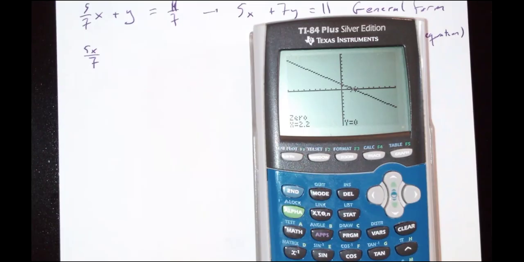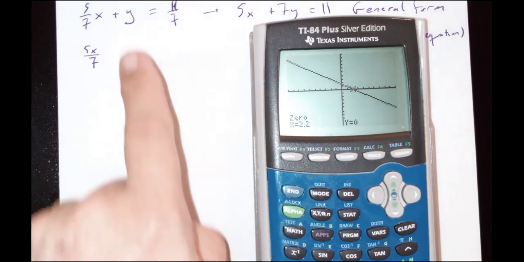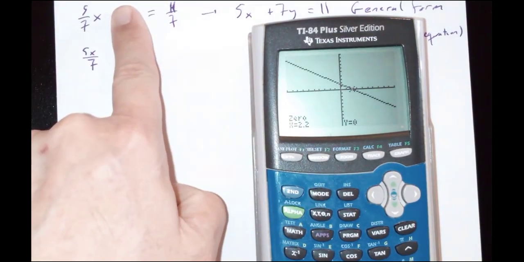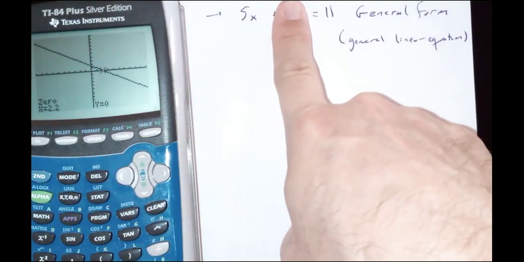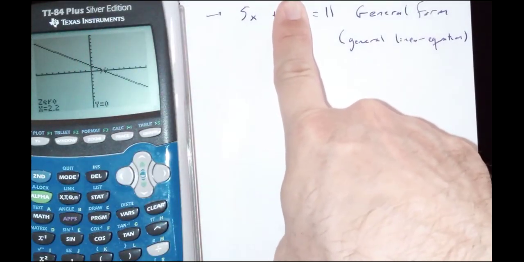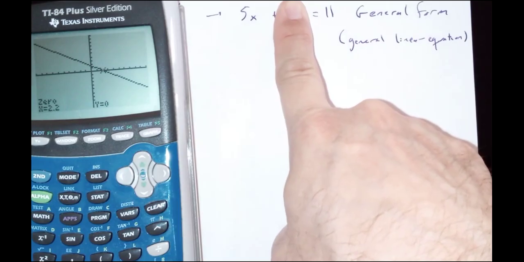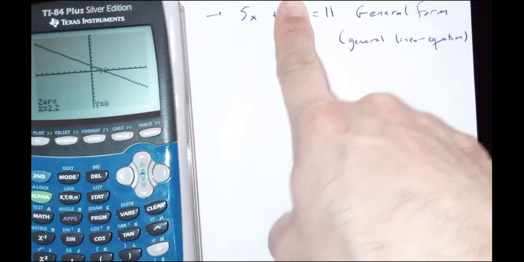And it says 2.2. If I set y equal to 0, actually, let me do it in this version. If I set y equal to 0, I get x is 11 over 5, and that's 2.2. We found the right number.